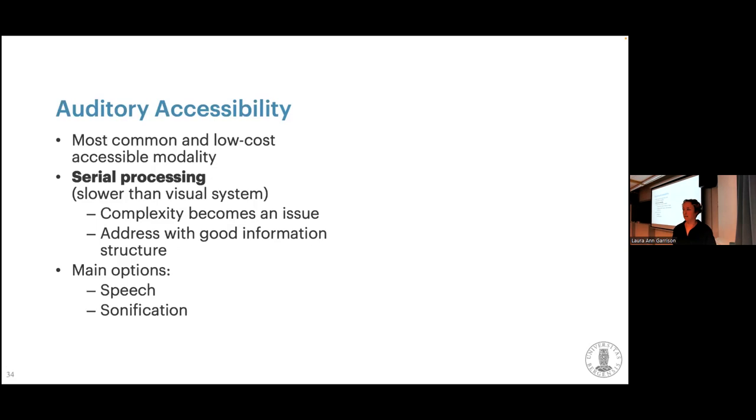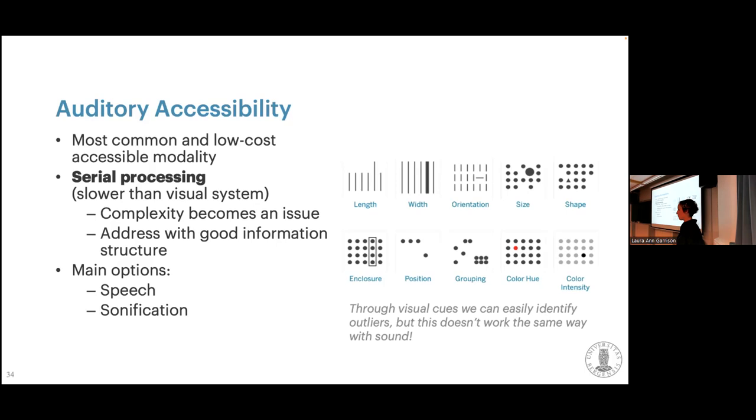Something to keep in mind here is that it is serial processing, so it's slower than the visual system. So I can't show you something like any of these cues here and have you identify the outlier really quickly, because if I give you a wall of sound, will you actually be able to identify the data point in this huge wall of like 30 sounds that are playing at you simultaneously? So it doesn't work as well. Complexity becomes a problem. And you can address this though with good information structure.